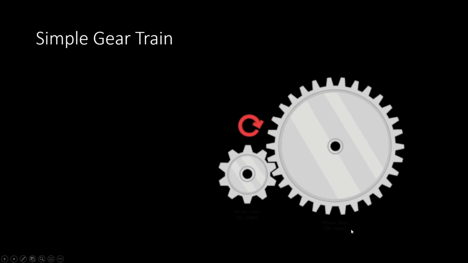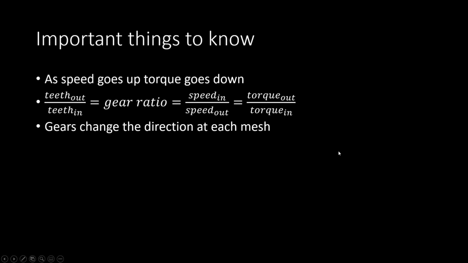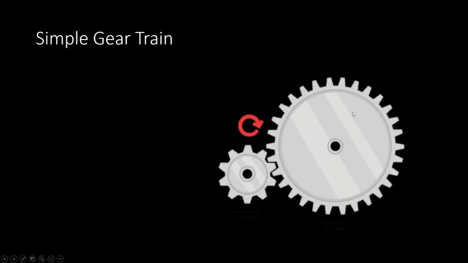gear. If we go back to our last slide, we know that teeth in the output gear over teeth in the input gear is the formula to find our gear ratio. We know that this is the output gear, this is the input, this is 3 times as large, therefore the gear ratio is 3:1. That also tells us that this gear will be spinning with 3 times the torque as this one and 1/3 the speed.